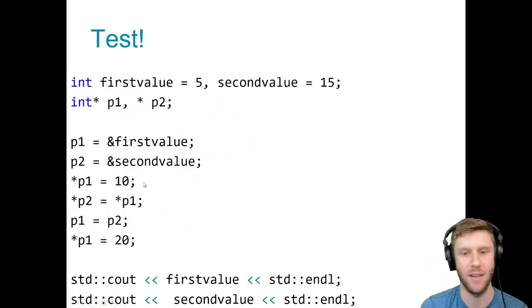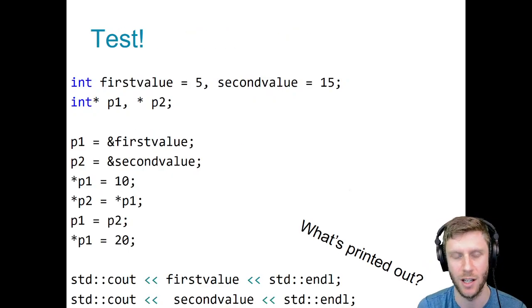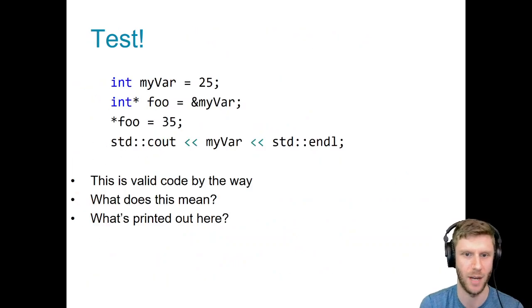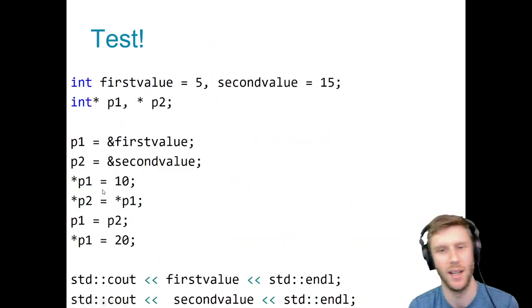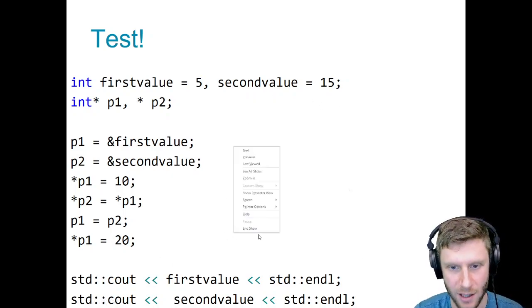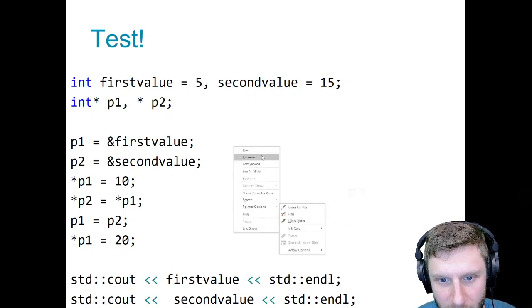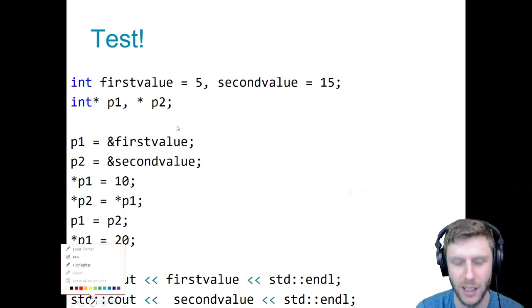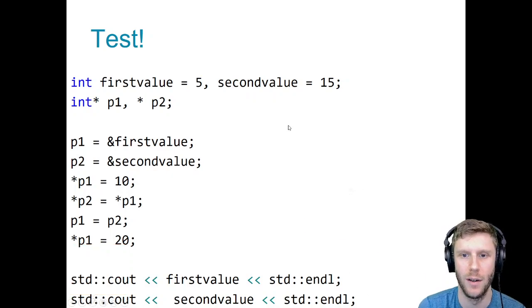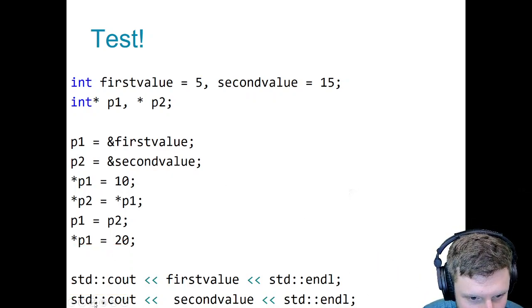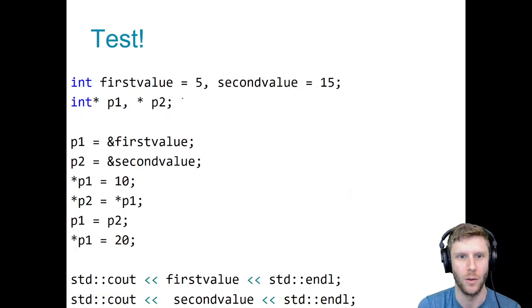Now here is a funny example, and I think I have pictures. Oh, shoot, I don't. Why don't I have pictures? I must have drawn them last year. Okay, we've got first value is 5, second value is 15. Let me see how I draw. Here we go, perfect. I want a pen.